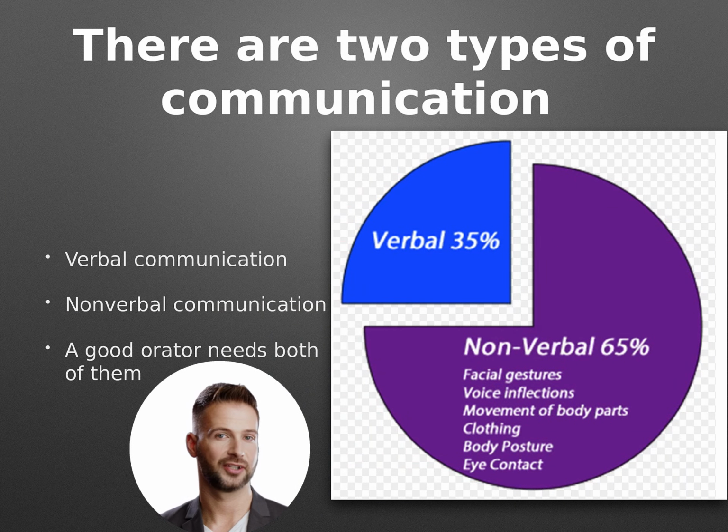Now you need to know that there are 2 types of communications. 1. Verbal communication. And that's 35% only of your communication. Because we do not communicate with words all the time, we use another type of communication, which is called non-verbal communication. It is when you use your gestures, movements, body language, body posture, and eye contact to send messages.